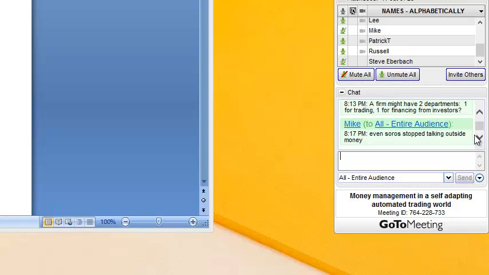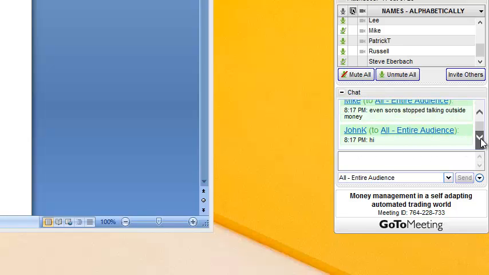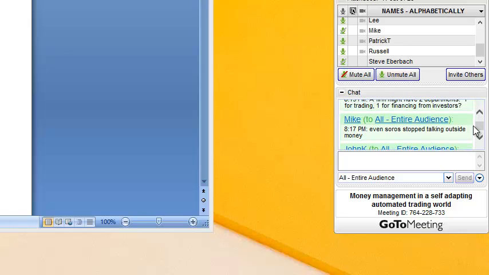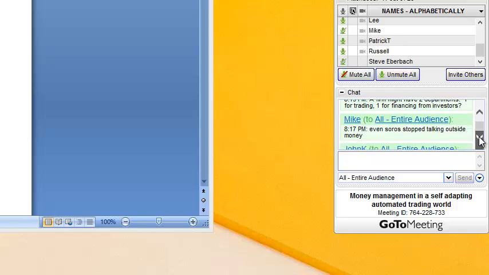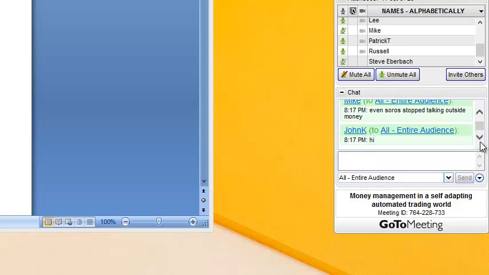Anybody else got any comments at all? Even Soros stopped taking outside money. Ray Dalio, not being profitable, so. Ray Dalio doesn't take money either. Like I said, the ones which actually make money, they don't take outside money.